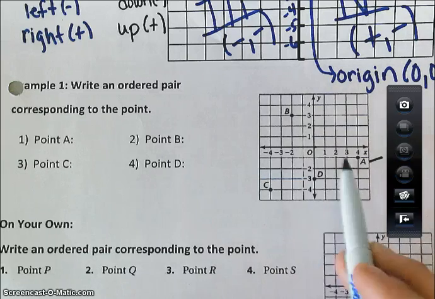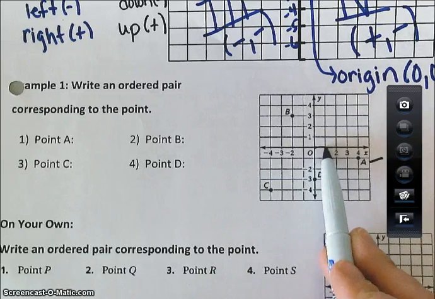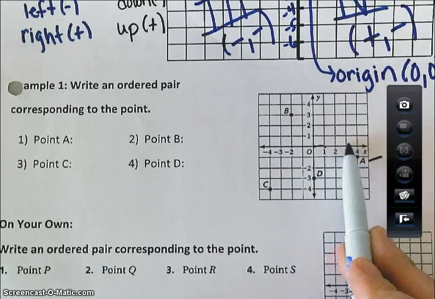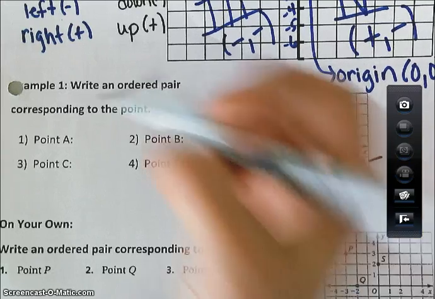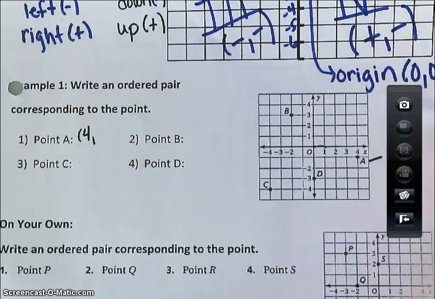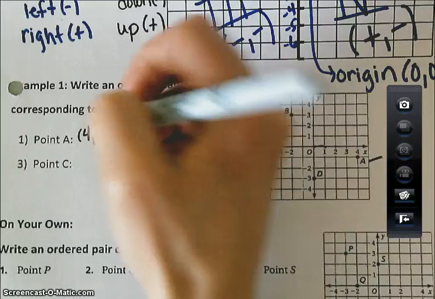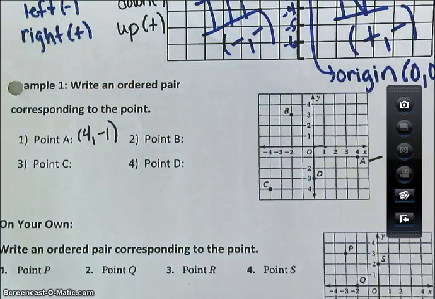So if I'm going over here, I have to go 1, 2, 3, 4. So I went to the right 4. Let's write that down right now. I went to the right 4, so it's positive, and then I have to go down 1 to get to A. If I'm going down below sea level, that represents a -1.